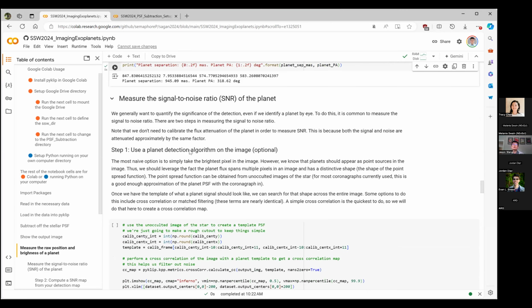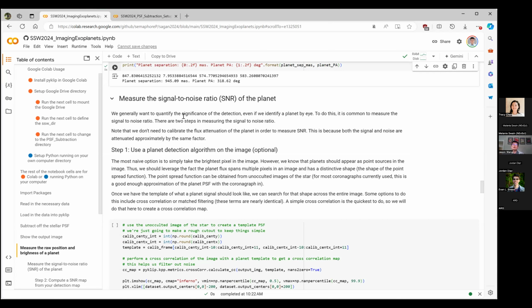The next thing we do is measure the signal to noise ratio of the planet. The signal to noise ratio is one of the important quantities for direct imaging, because this is what we use to measure how significant a detection is. We generally want to detect a planet with a signal to noise ratio greater than 5, which means that the planet is 5 times brighter than the noise.